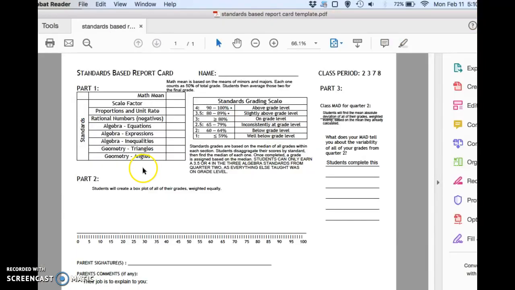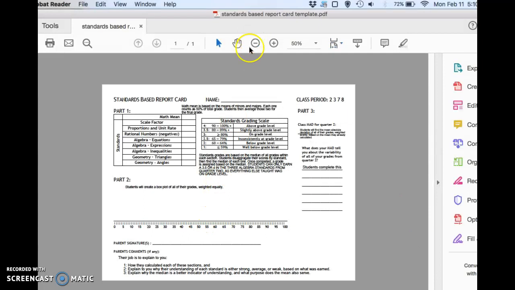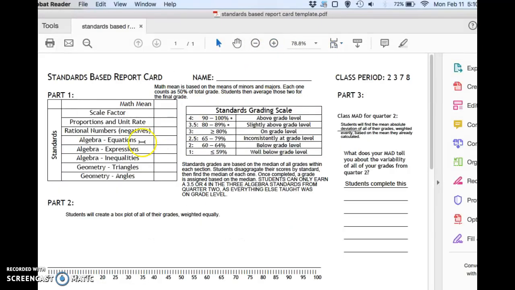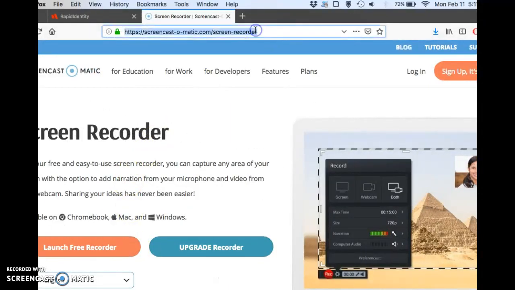In the standards-based report card, there are 1, 2, 3, 4 mathematical sections. You answer a few questions here, and then parents will write down responses to what you presented to them in this section. Let's focus on the math components. This box right here, math mean, that is the proportional grade of minors and majors. To calculate that, either use the classroom calculators or this is how you do this.